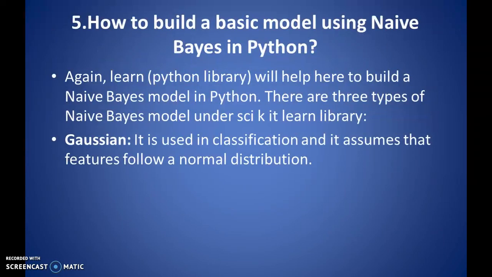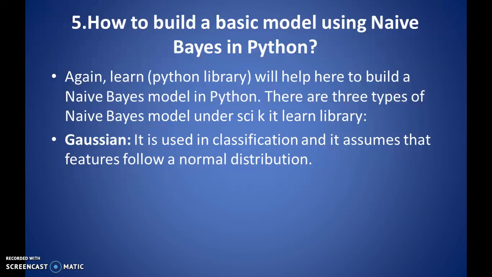So now how do we build a basic model using naive-Bayes in Python? Learning Python would be based on the scikit-learn library that we have in Python, which will help here to build a naive-Bayes model. I'm just going to explain a basic code with which we can represent naive-Bayes in Python. There are three types of naive-Bayes model used in the sklearn library.